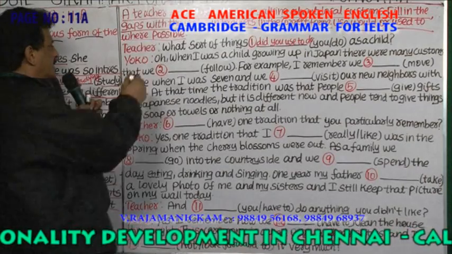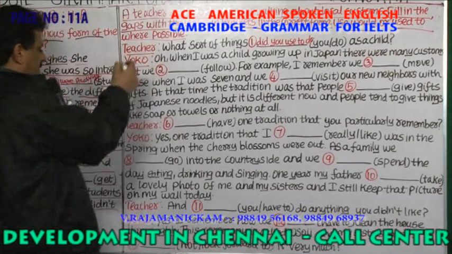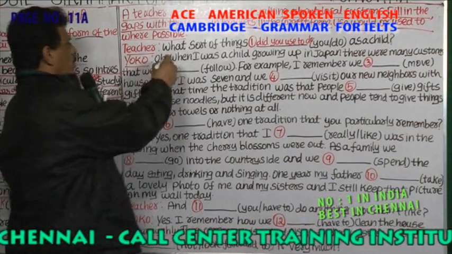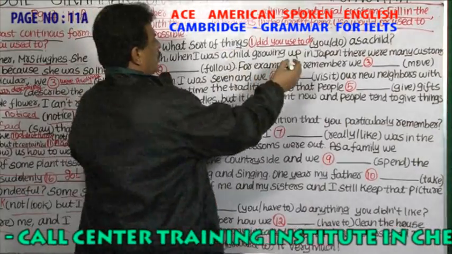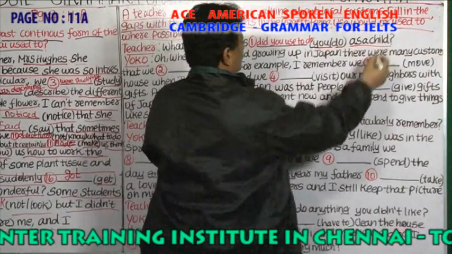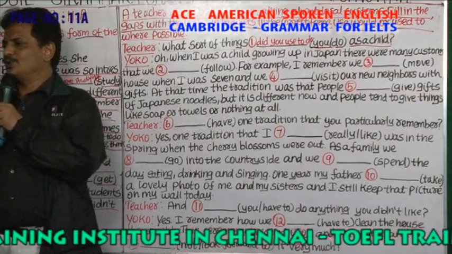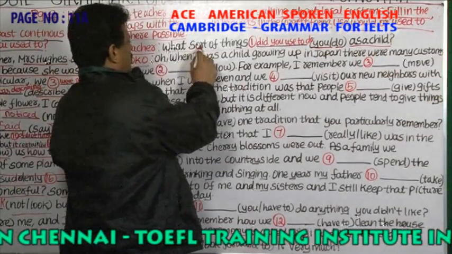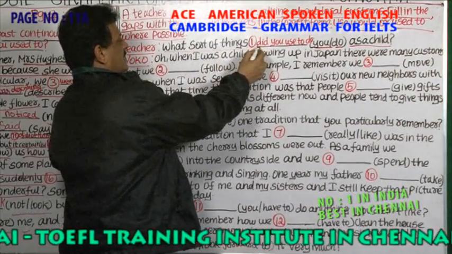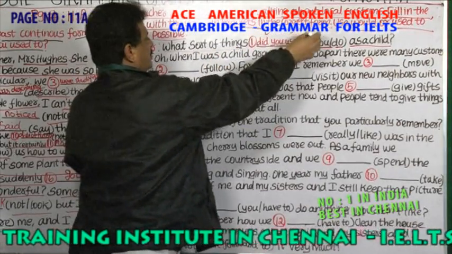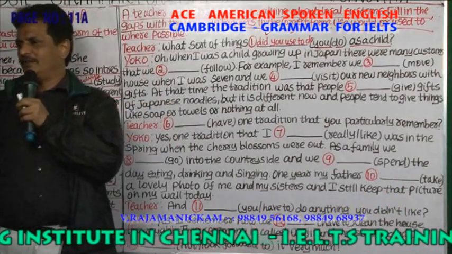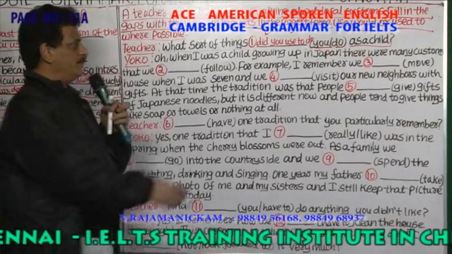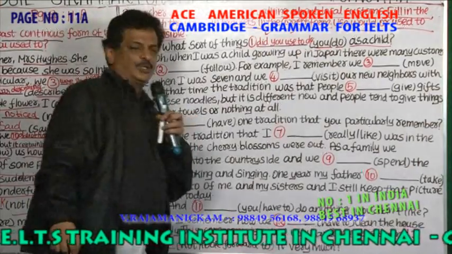Used to and would are used to say some action in the past, which we were doing, but not now. So the teacher says, see, two persons are there, one is the teacher and one is the student. The teacher asks, what sort of things did you used to do as a child? So this is the past tense. Used to means what you used to do in the past.